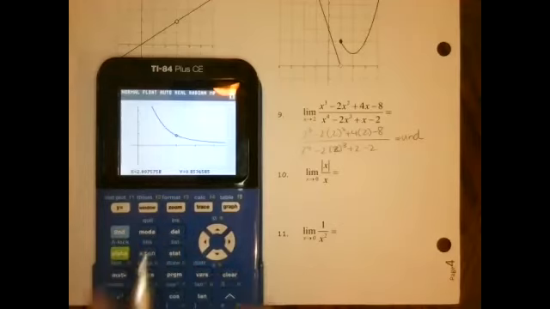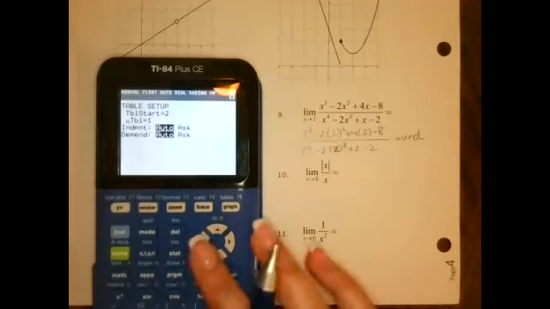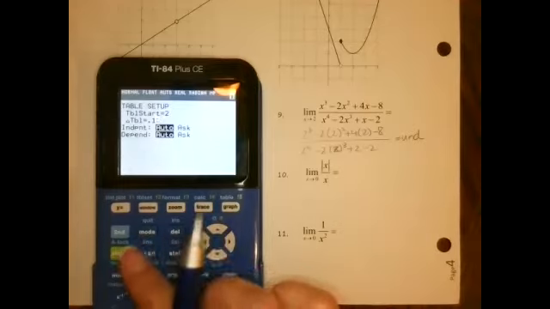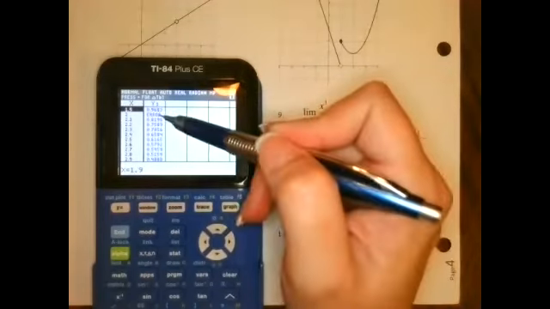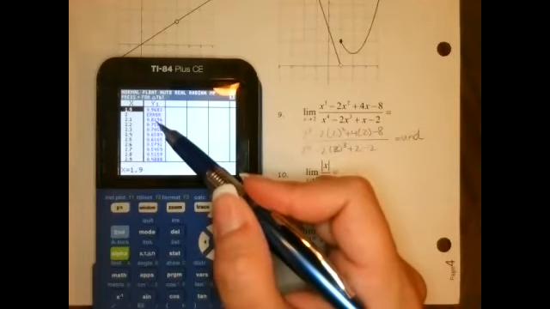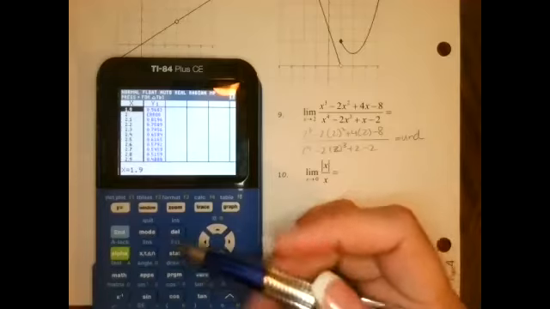Another way of doing that is by looking at the table. So if I go to my table set here and I want to go to 2 and I change this to 0.1, that's going to get me closer to that 2 value. So when I go to the table, I see that it says error at 2. And we knew that because it was undefined there since it was divided by 0. But here our values are not exactly the same. And we are trying to figure out what it's getting closer and closer to.